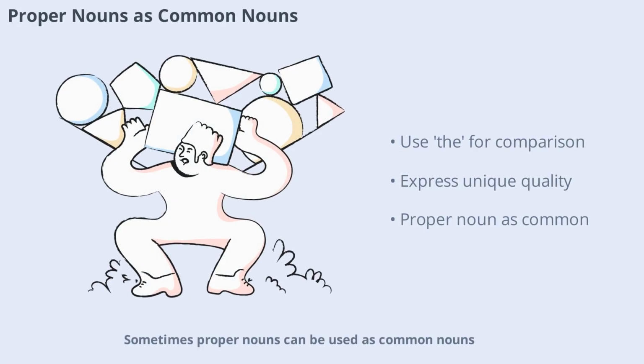Sometimes, proper nouns can be used as common nouns, but they require the definite article the. For example, Abhinash Yena is the Tendulkar of our colony. This usage draws a comparison and highlights a unique quality, making your language more expressive.